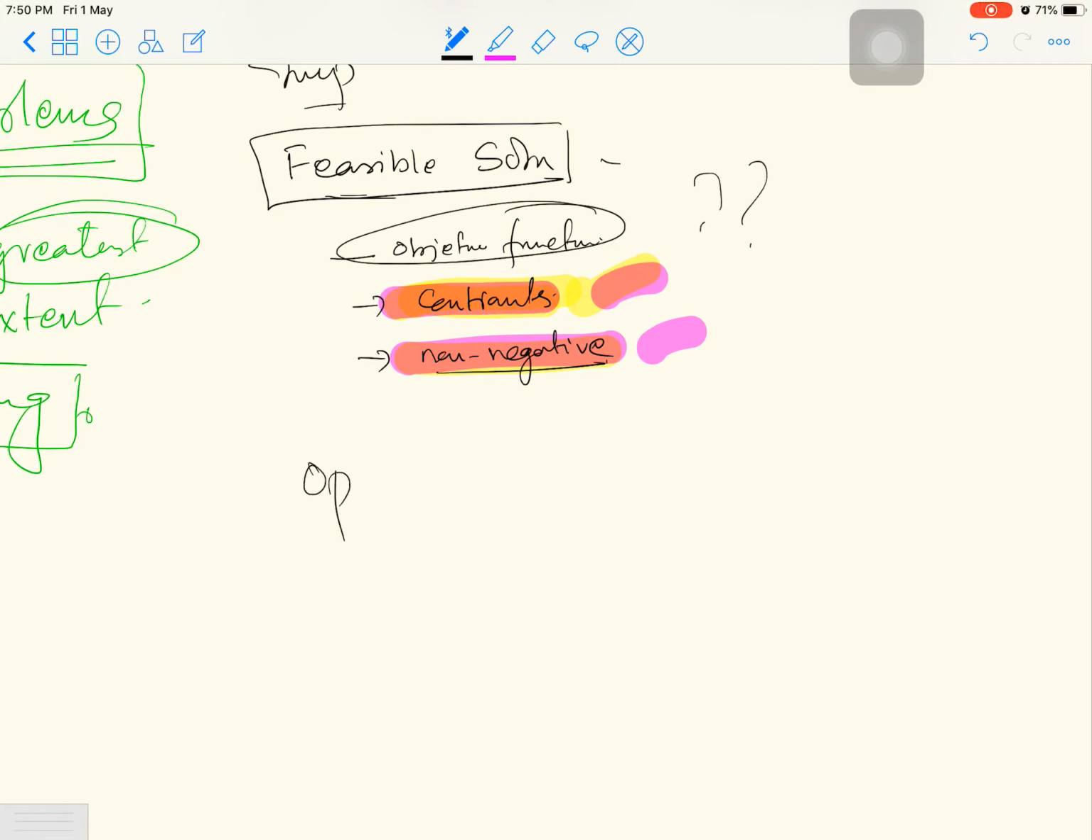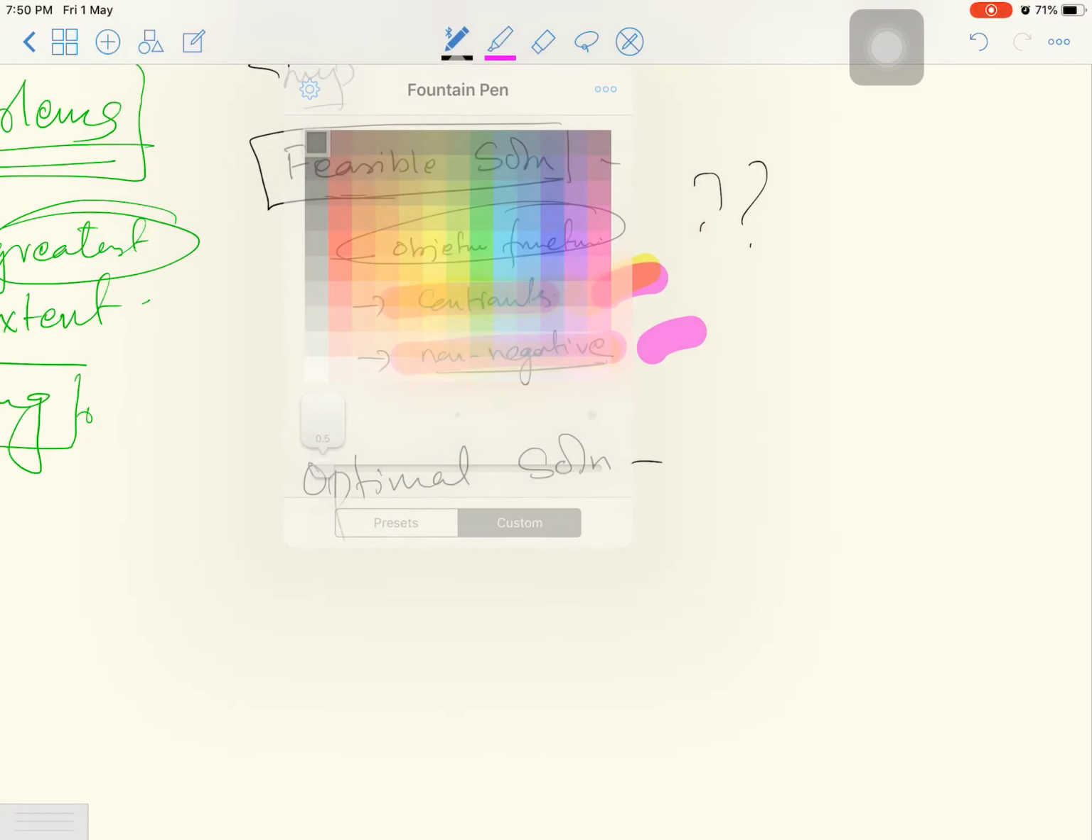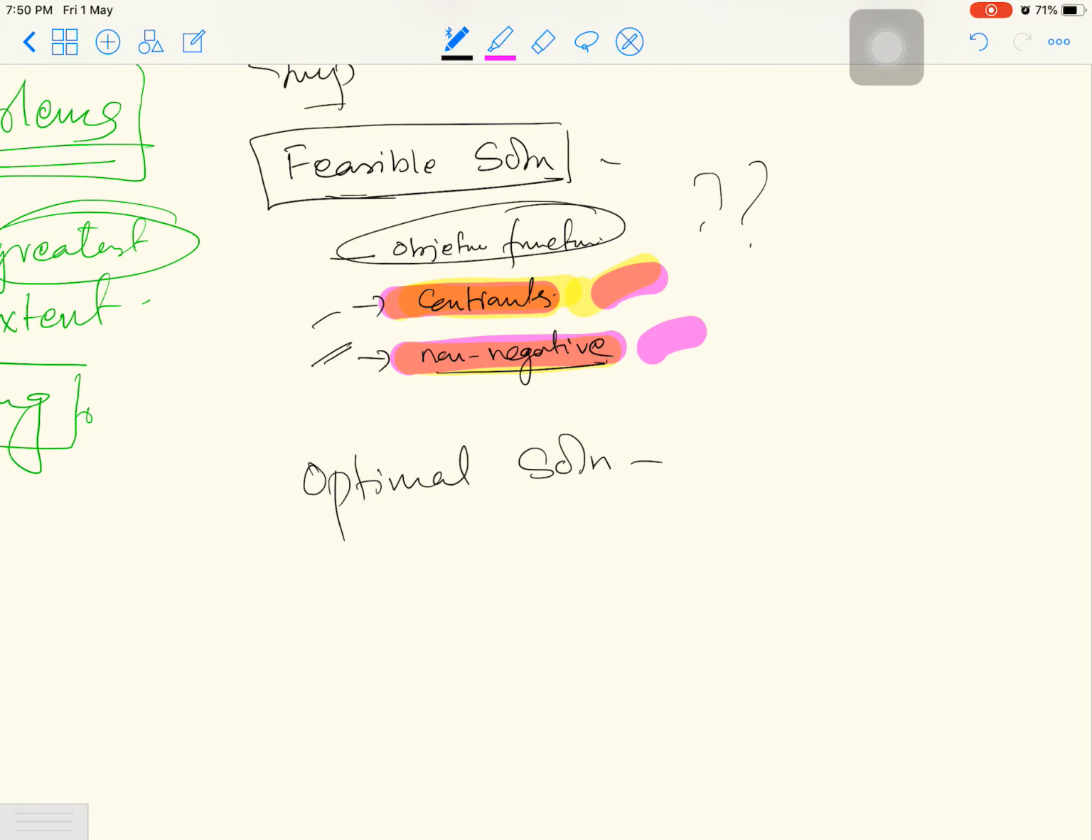Now the second definition, the optimal solution. What is an optimal solution? The optimal solution is obtained from the feasible solution. Let me read it out: a feasible solution which optimizes the objective function. That means those answers taken from the feasible solutions, and that selective answer which will help you reach your target, which will help you optimize the function.